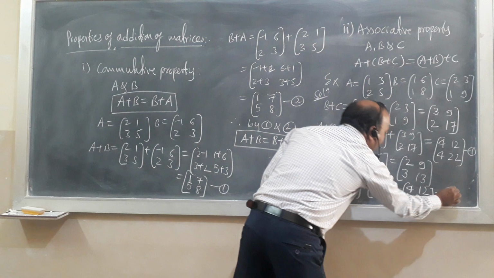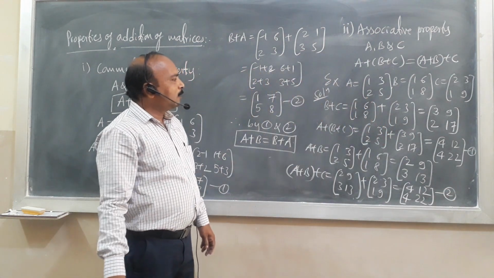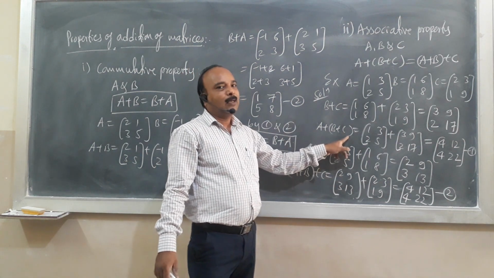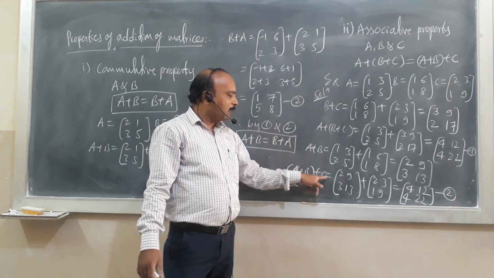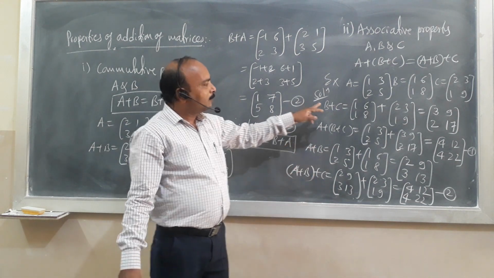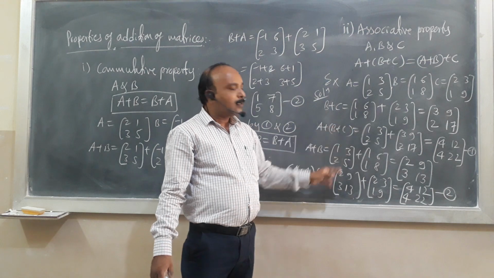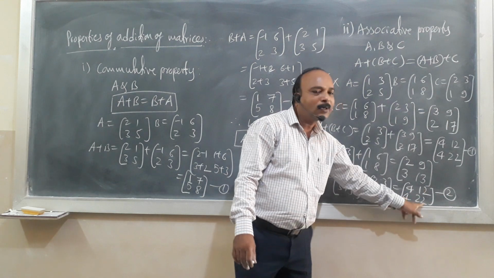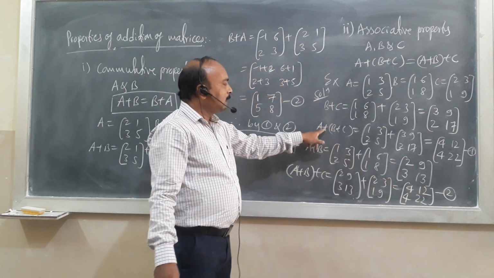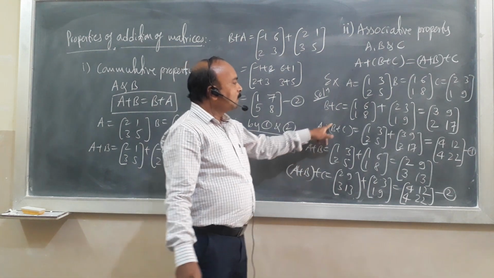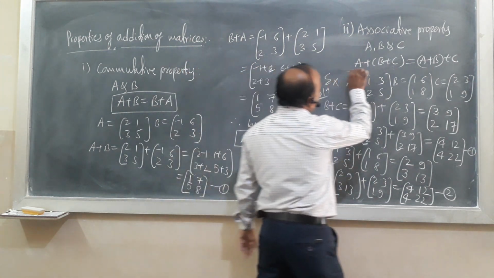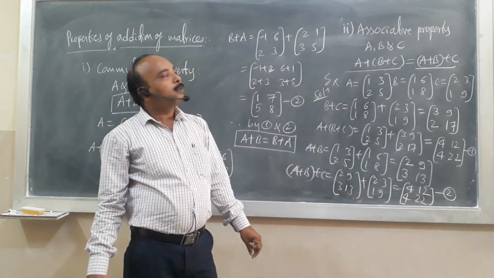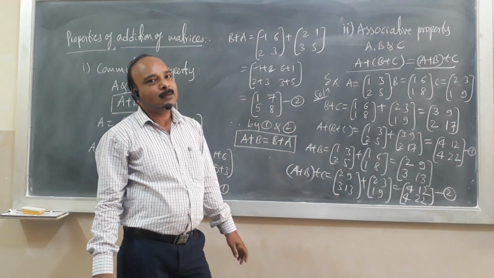Call this as 2. Now what you observe from equation number 1 and 2? Here equation number 1 is A plus (B plus C) value. Equation number 2 is (A plus B) plus C. And from these two equations we conclude that the right hand sides are equal, that is 4 12 4 22. Here also 4 12 4 22. Therefore the left hand sides should be equal. Therefore from 1 and 2 we conclude that A plus (B plus C) must be equal to (A plus B) plus C. It is nothing but the associative property of the addition of three matrices.